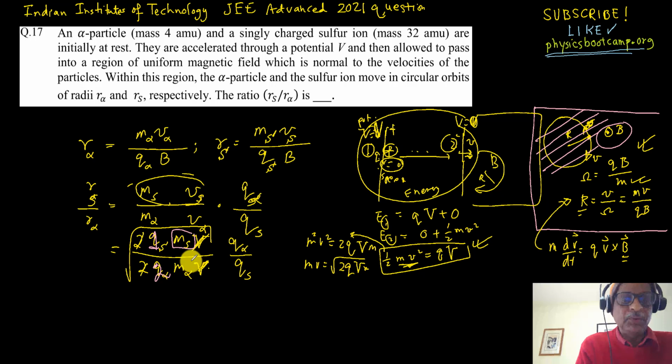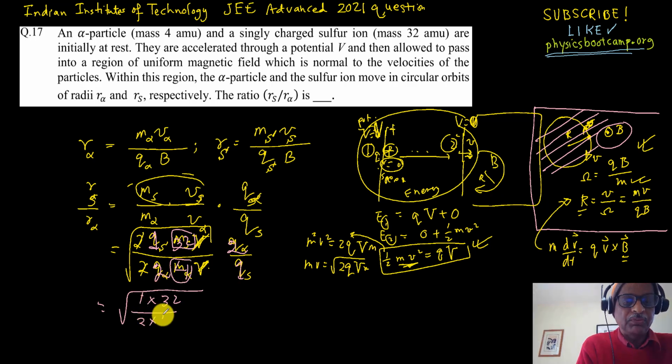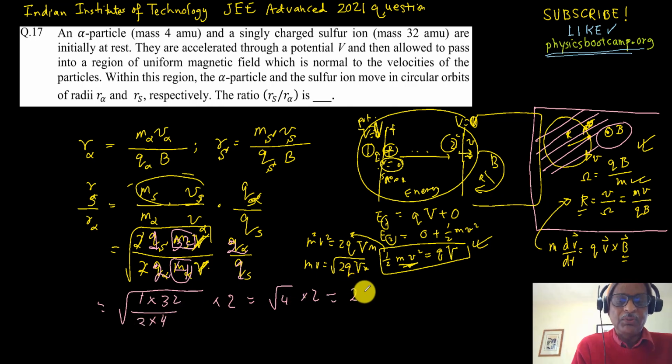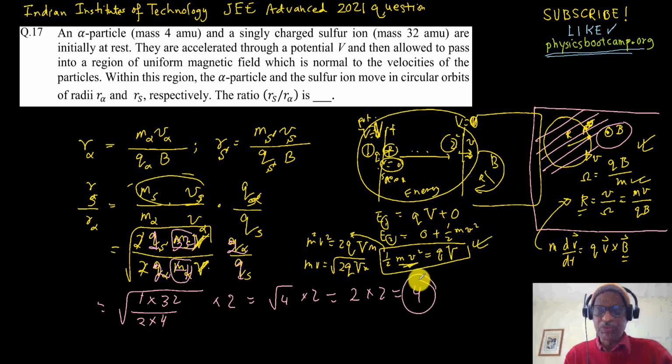And then for this one, I don't need to go to kilograms and things like that, right? I can use any unit and the unit will cancel out. So S is 32 and this is 4, and alpha is 2 and this is 1. So the square root of 1 times 32 over 2 times 4, this whole thing times 2, and so the square root of 4 times 2 equals 2 times 2 equals 4. So that's the answer.